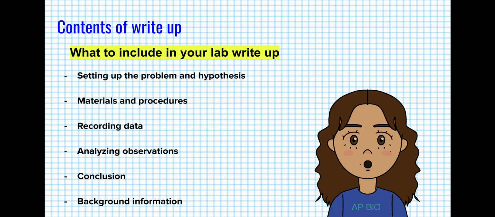Content of the write-up. What to include in your lab write-up. Setting up the problem and hypothesis. For your problem, make sure you choose something that directly relates to your lab and that is actively being tested. Always make sure to include your null hypothesis before your actual hypothesis, which claims there is no direct correlation in the variables and the problem being tested.